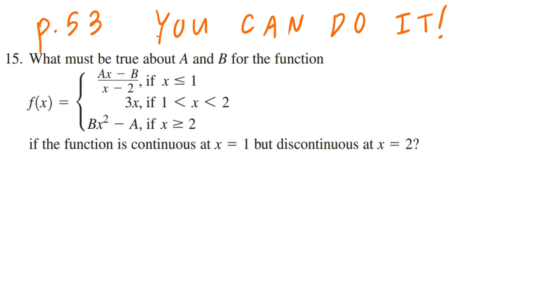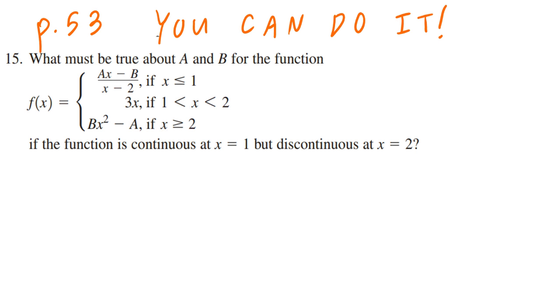Hi everyone, let's take a look at number 15 on page 53. What must be true about a and b for the function f of x if the function is continuous at x equal to 1 but discontinuous at x equal to 2?